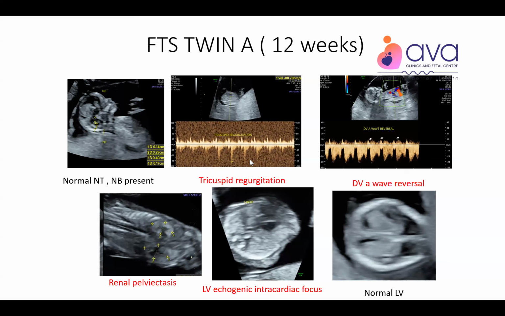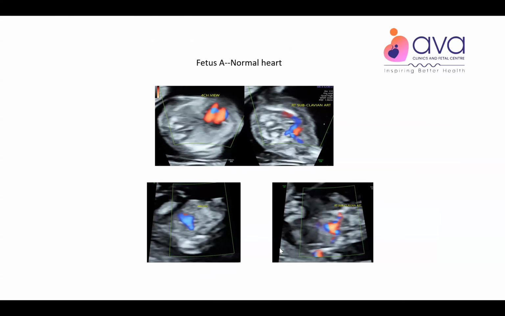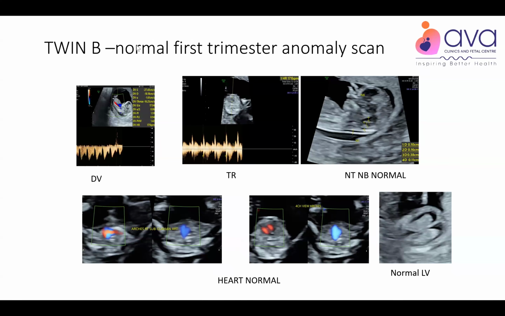There was tricuspid regurgitation, DV A-wave reversal, pelvic testis, and LV echogenic intracardiac focus. So there were multiple aneuploidy markers present. Lateral ventricle was normal, heart was normal. Fetus B had a normal first trimester anomaly scan, no aneuploidy markers, heart and lateral ventricle were normal.